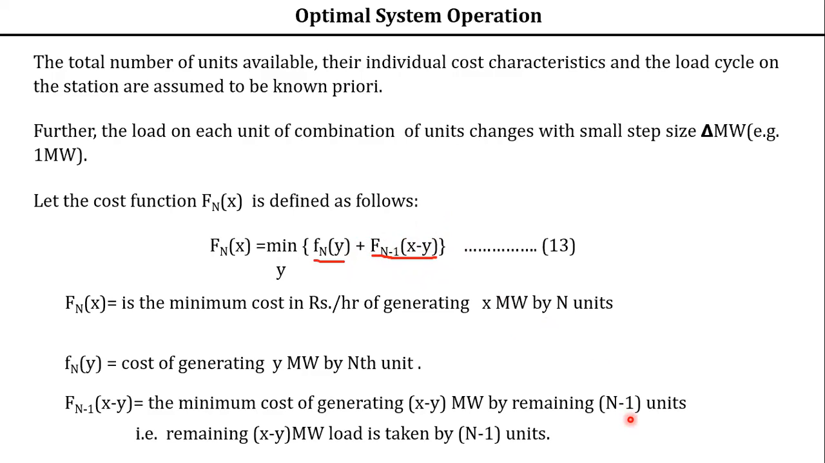You see the same thing I have written. That means the nth unit will be taken. There are n units. You assume the nth unit will take a load of Y megawatt, and the remaining n minus 1 units will take the remaining load. That is the meaning, isn't it? So hope you understood the recursive relation. Understood? So this is the recursive relation, and you have to keep it in mind.